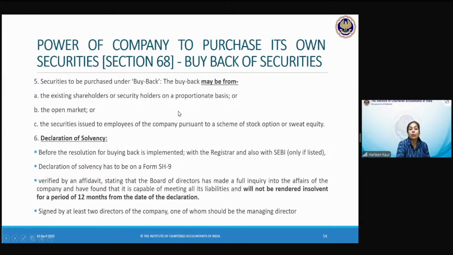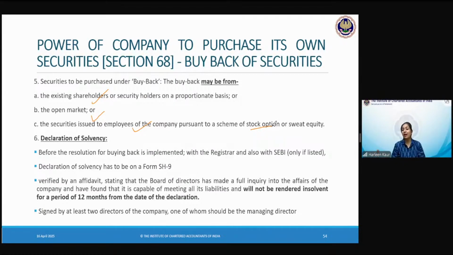The securities that you're going to do buyback can be from the existing shareholders or from the open market or the security issues under the employee stock options or rights issue. So you can do the buyback of securities from right shares also, which you have issued in the section 62. The ESOPs can also be used for buyback, and even you can buy in the open market. Now, sixth point is very, very important, declaration of solvency. Form number SH9 the company has to submit.